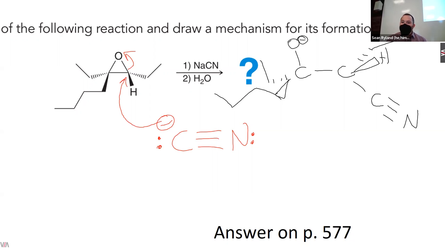And then step two is just going to be a proton transfer. We have a deprotonated alcohol on there. So if we have a proton source around, like H2O, so our final product here looks like that.